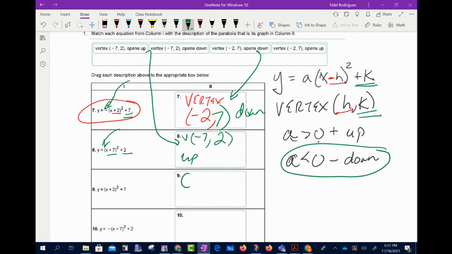And then we'll do the same thing for this one. Again, change that sign, -2, +7. Again, my coefficient here is positive, so my graph's going to open up. So that would be this one over here.